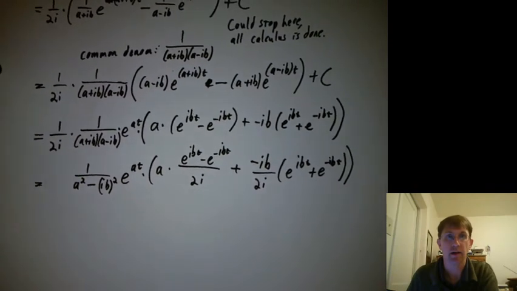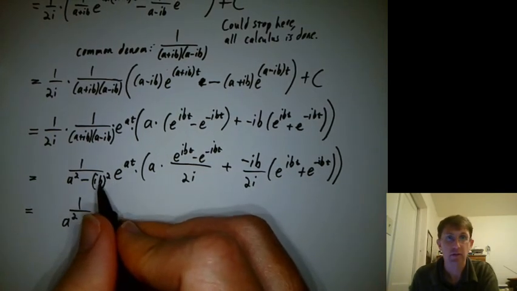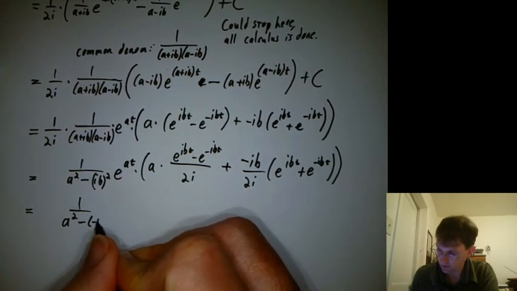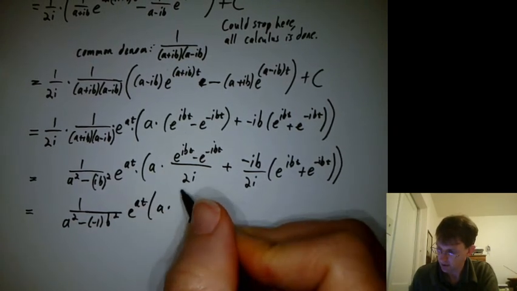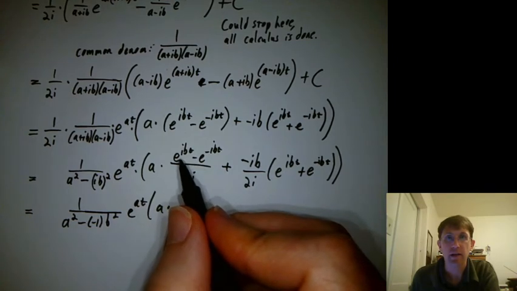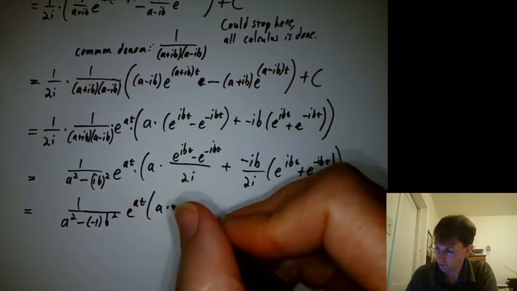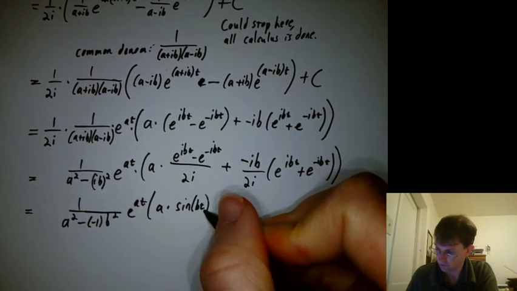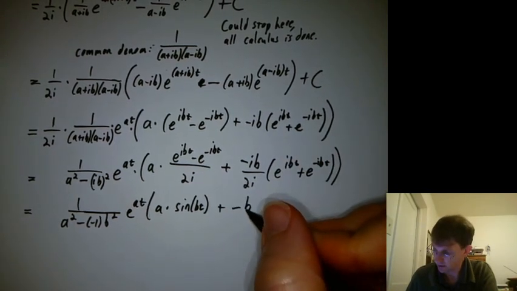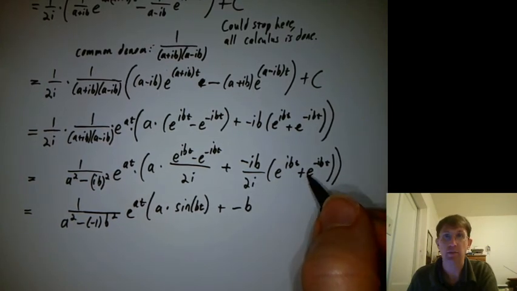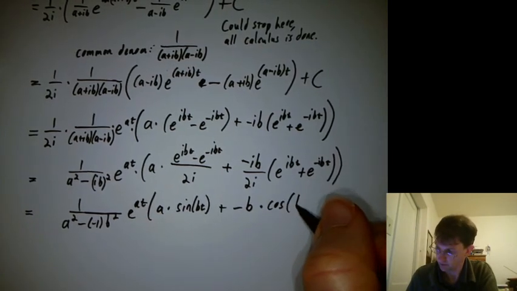And now let's simplify. This is a squared. If I square the i I get minus 1 b squared e to the at, and then a times, and then what is this? E to the ibt minus e to the minus ibt over 2i. That's sine of bt. And then here the i's cancel. I get a minus b, and e to the ibt plus e to the minus ibt divided by 2, that's cosine of bt.